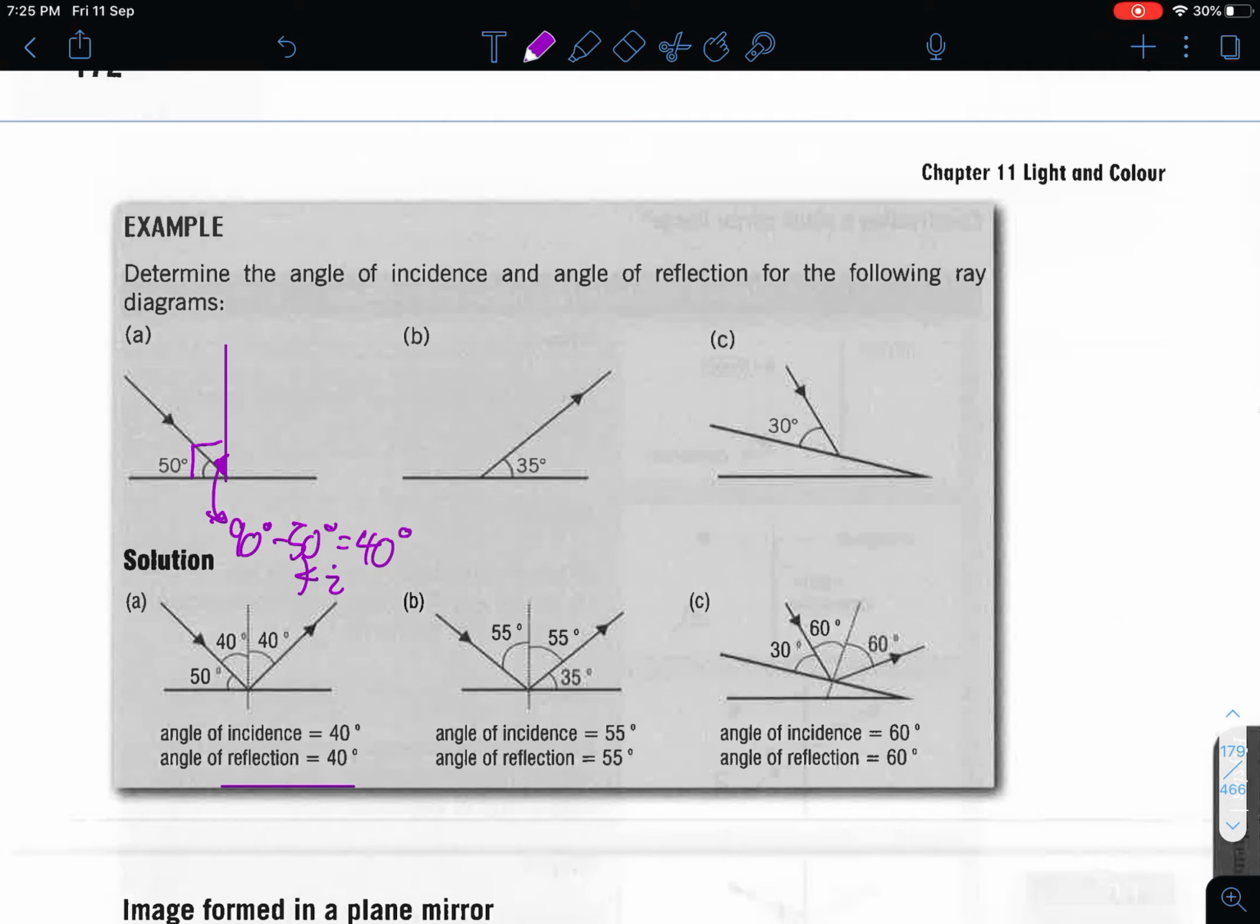Likewise, in the event of C, the first step is to always draw the normal to the plane mirror. So in this case, you will know that this angle here is 90 degrees minus 30 degrees, you will get 60 degrees. And since the angle of incident is equal to the angle of reflection, both will be 60 degrees. Okay? So do remember it is 90 degrees to the plane, not to the other plane of the mirror where the rays are not intersecting it.